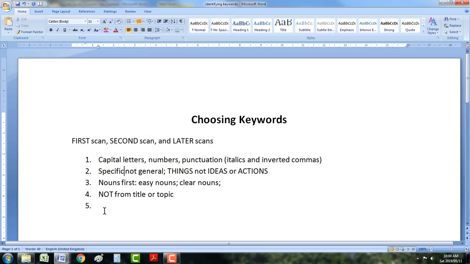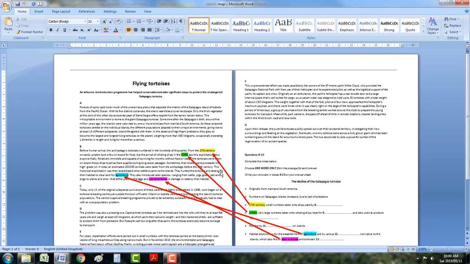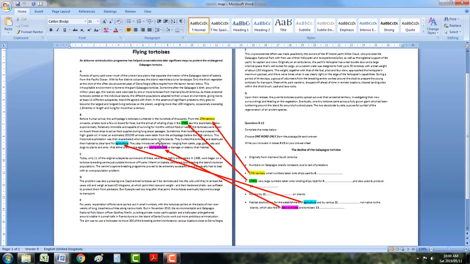So the point of the first scan is to get something like this. This is Flying Tortoises, maybe Cambridge 12. You quickly go and find the things that can really catch your eye. And then you make a kind of a map. This over here would have taken an experienced student 1 minute, maybe 2 minutes, just to get a general overview of where everything is and where everything is in between.